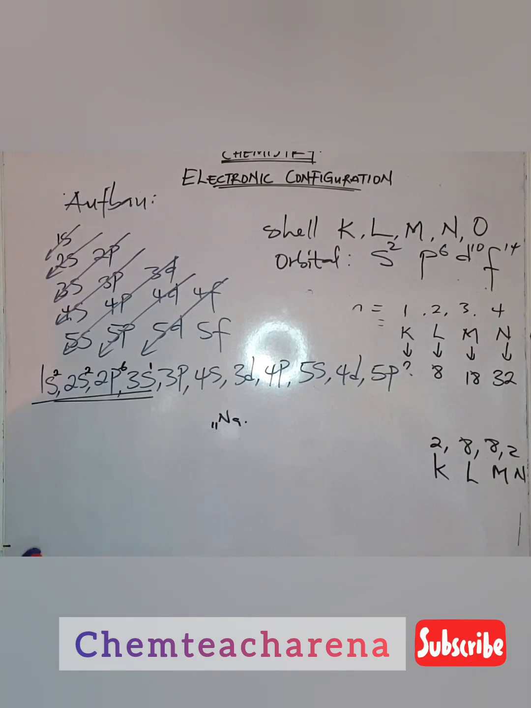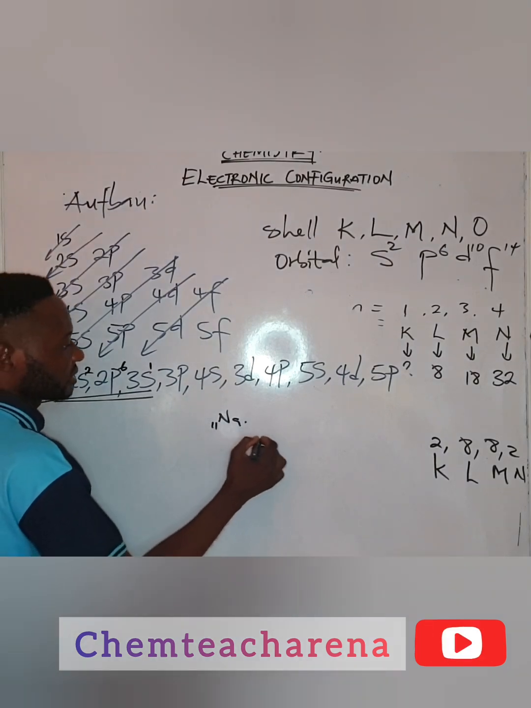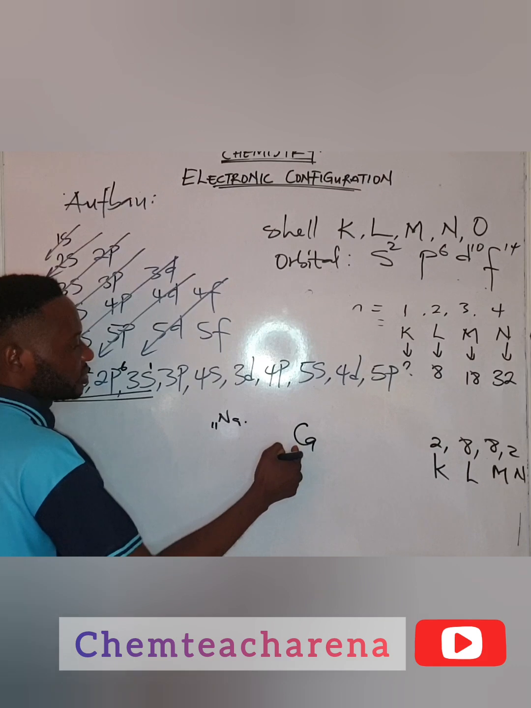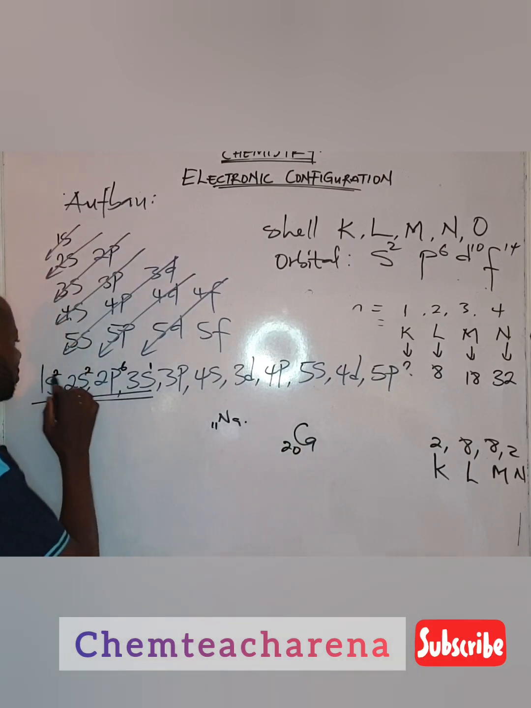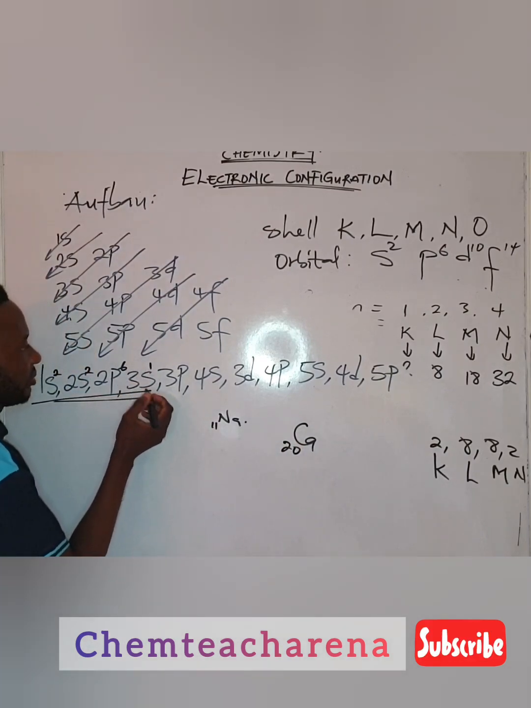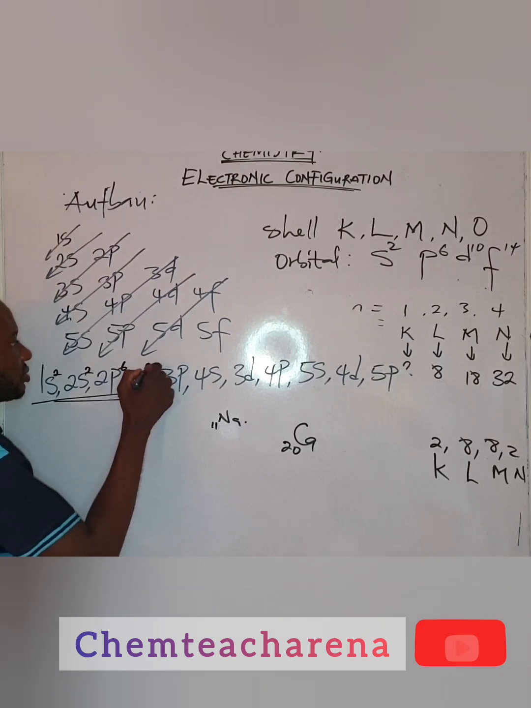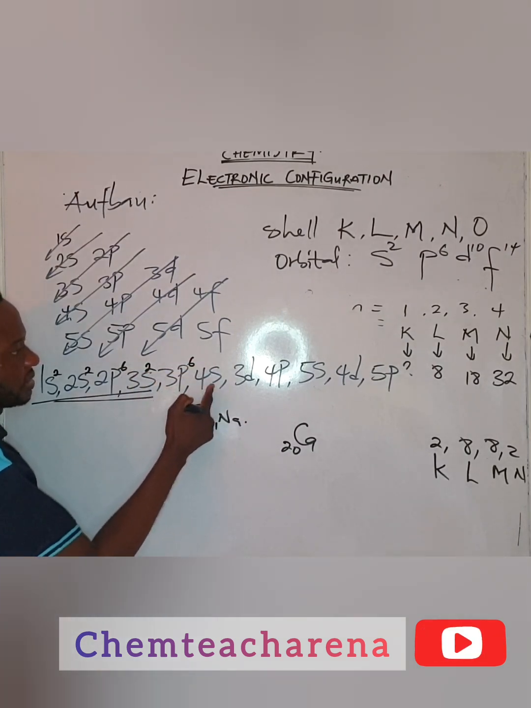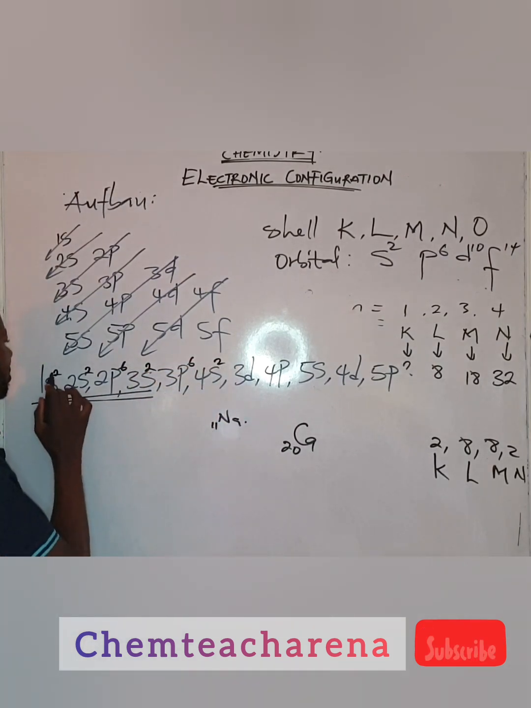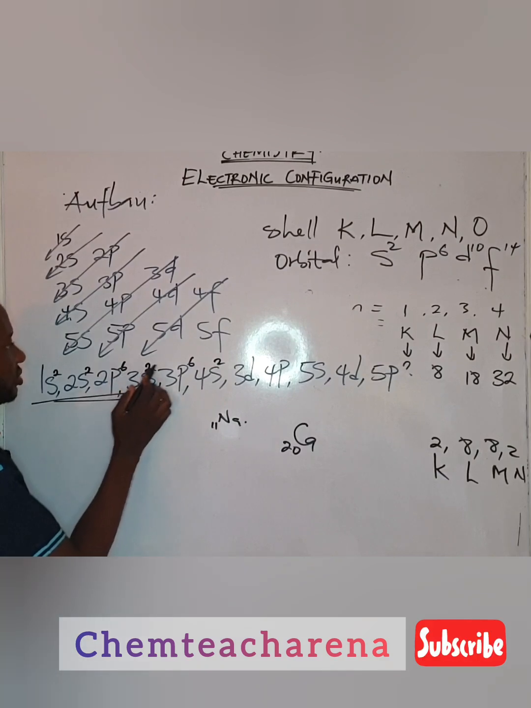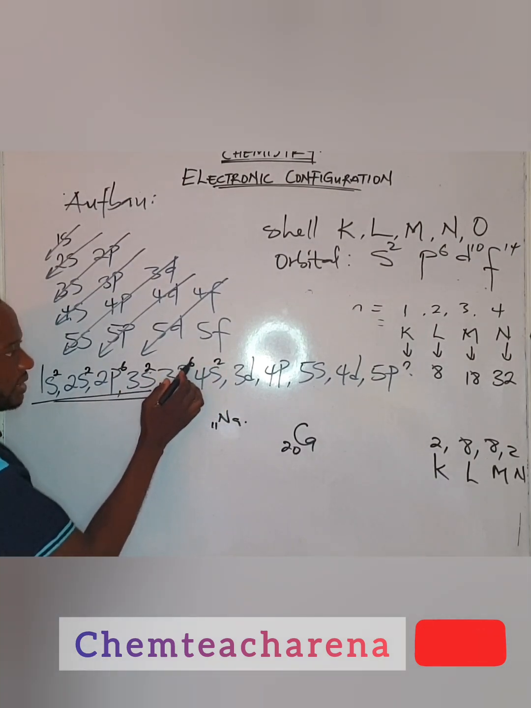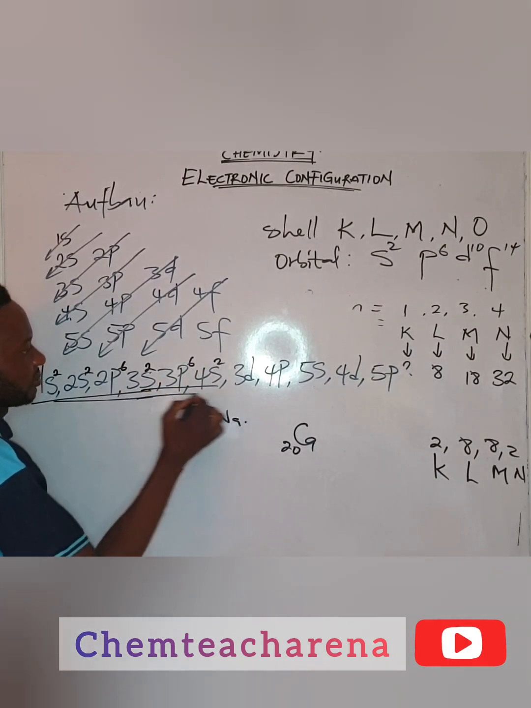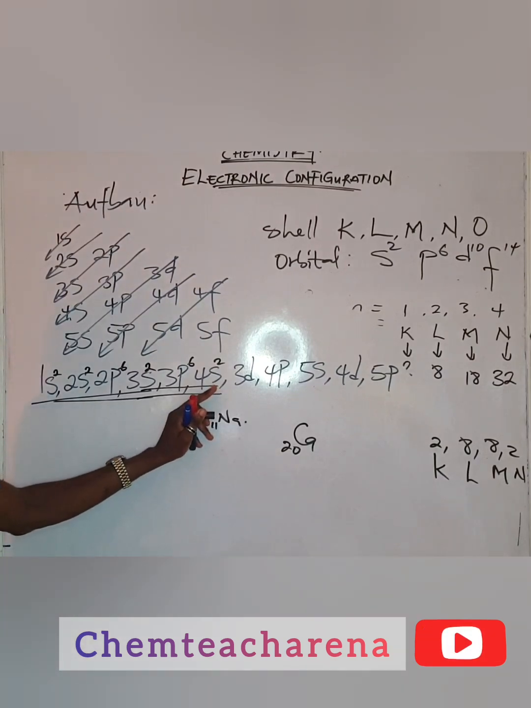So it's very simple. If you are to write for calcium, Ca, which is 20: the maximum here is going to be 2, here is going to be 6, here is going to be 2. Check: 2 plus 2 is 4, plus 6 is 10, and so on. So that is calcium.